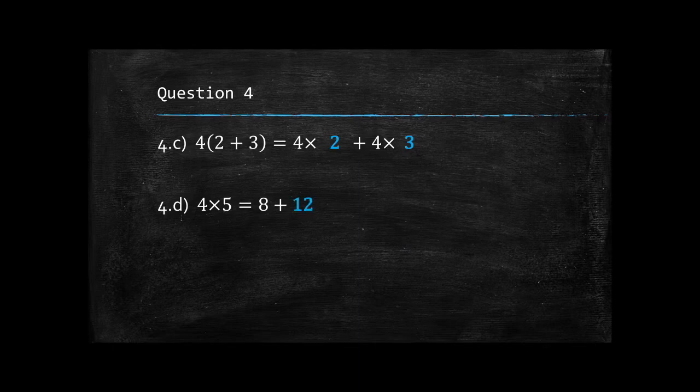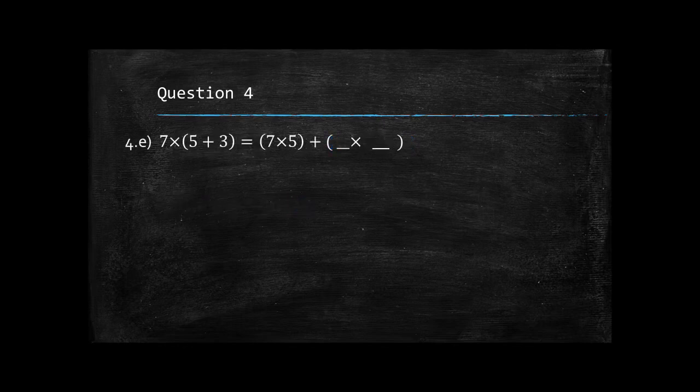And if you look carefully at C and D together, you should notice that these number sentences are equivalent to each other. The left-hand side of 4C says 4 times 2 plus 3, which is the same as what we have in D, 4 times 5. The right-hand side in C says 4 times 2 plus 4 times 3, which is the same as 8 plus 12.